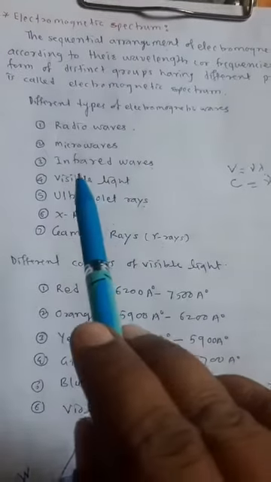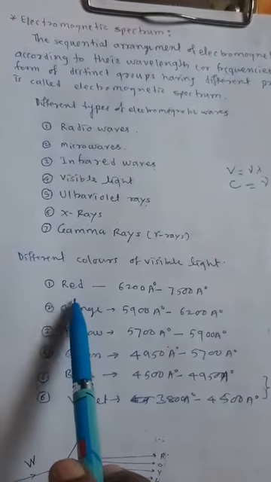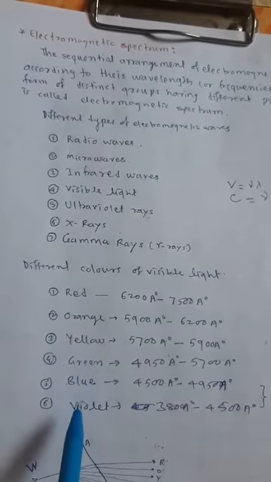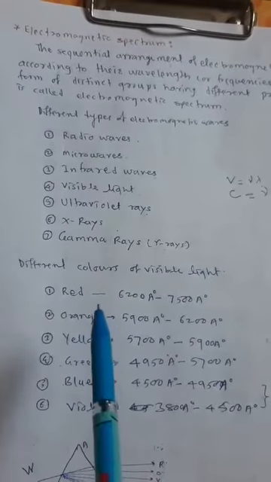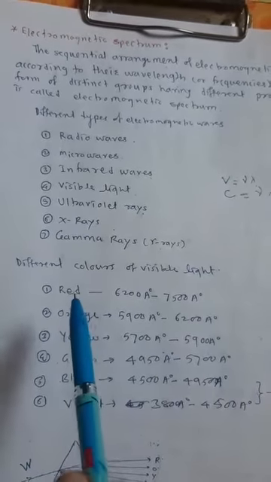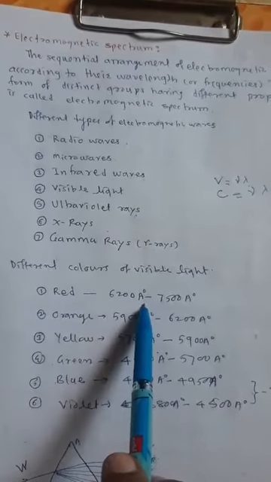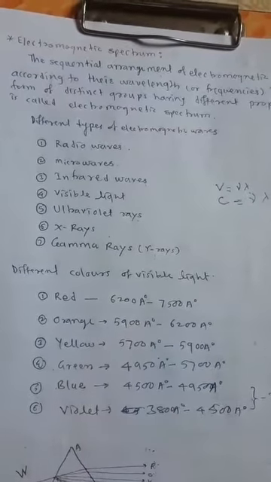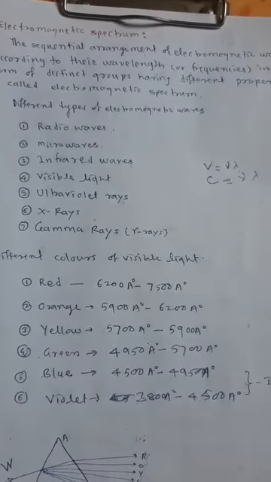And again we know that visible light consists of different colors, for example red, orange, yellow, green, blue, indigo, violet. These are the visible light colors. The color of the light depends upon its wavelength. For example, the wavelength of the red color is 6200 angstrom unit to 7500 angstrom unit.